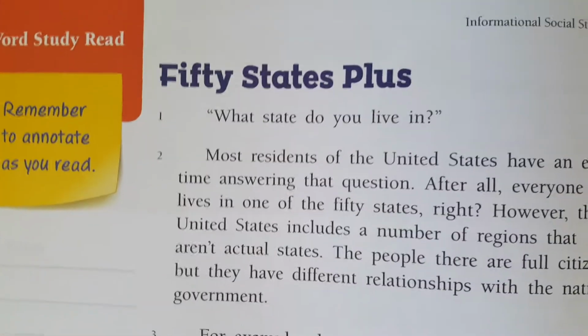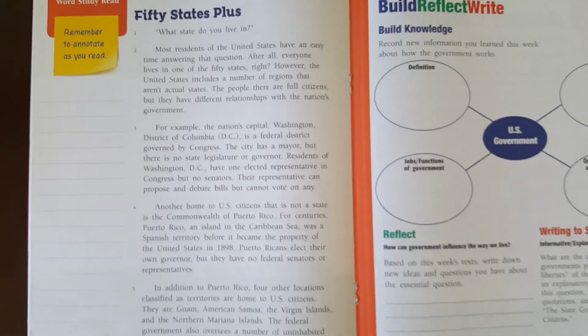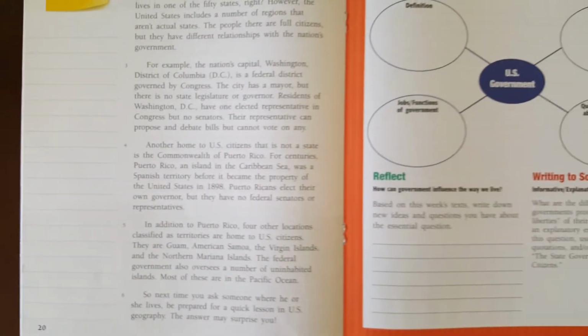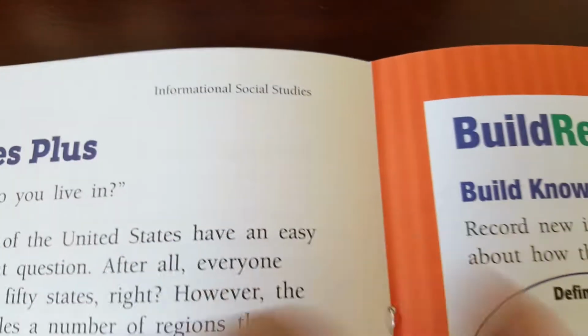This is a read aloud for 50 States Plus, informational social studies, taken from Government in Action. This read aloud, compared to the last, is only 6 paragraphs, but just because it's 6 paragraphs doesn't mean there's not a lot of information packed in. And the key part is it's informational social studies.